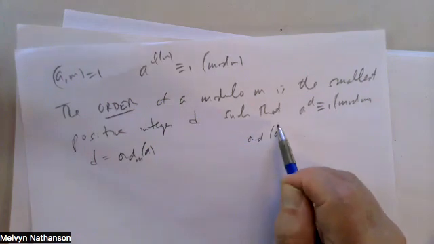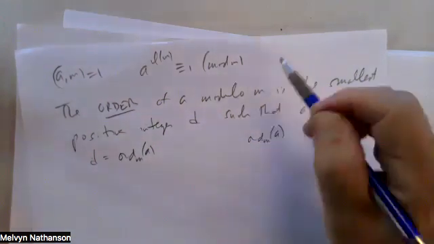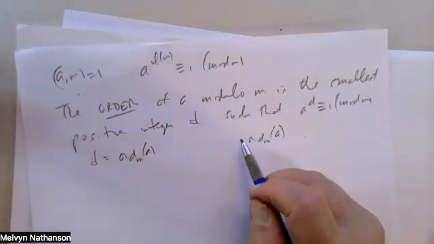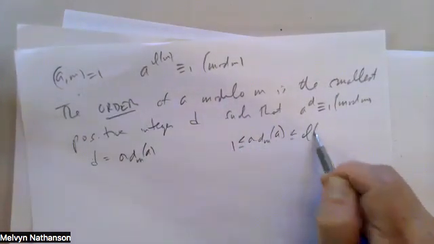the order, and our notation will be the order of A with respect to the modulus M. So the order of A with respect to M, this only works, of course, if A and M are relatively prime. It's at least 1, and it's at most phi of M.